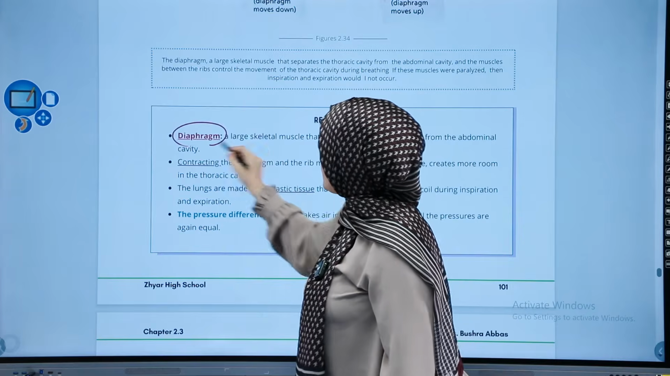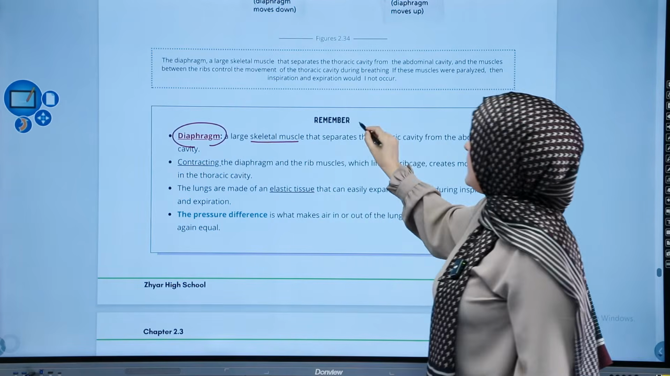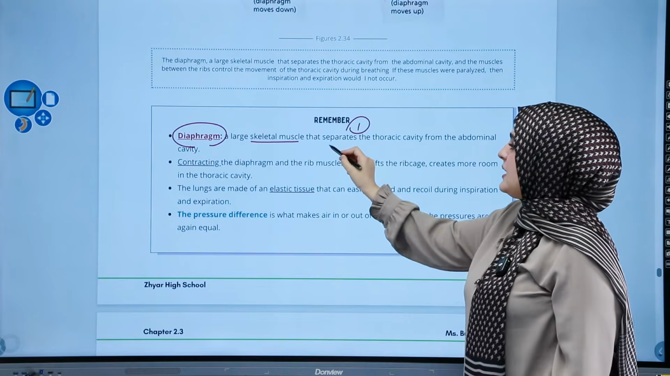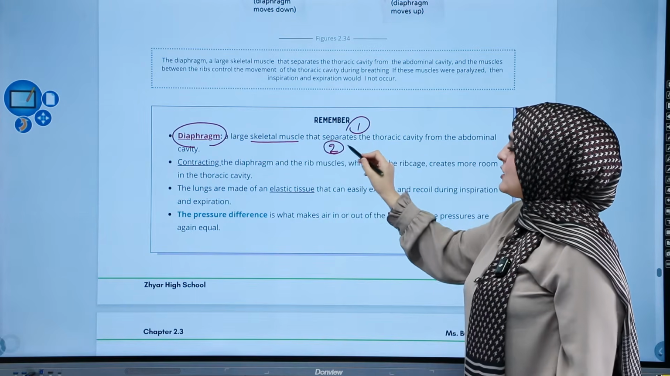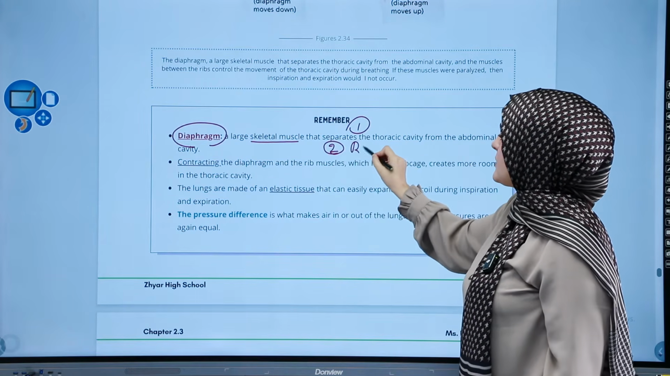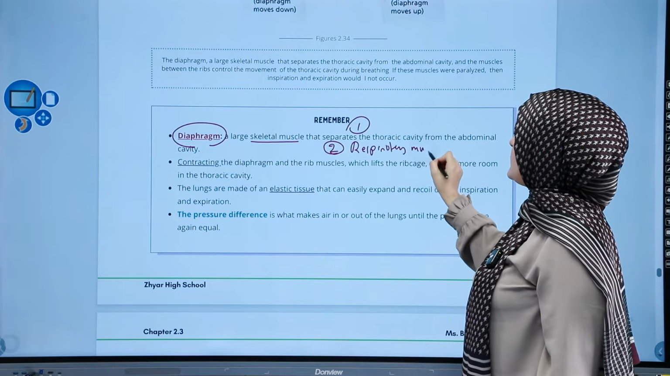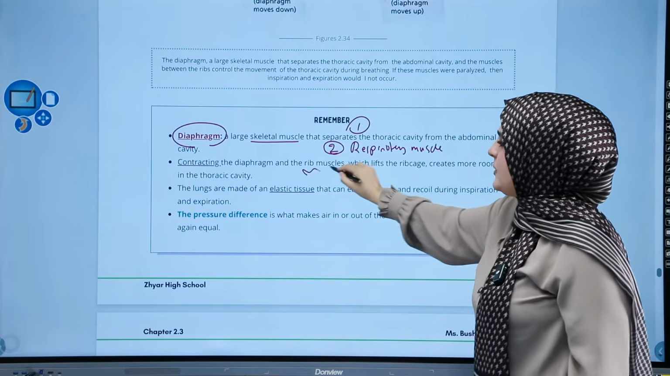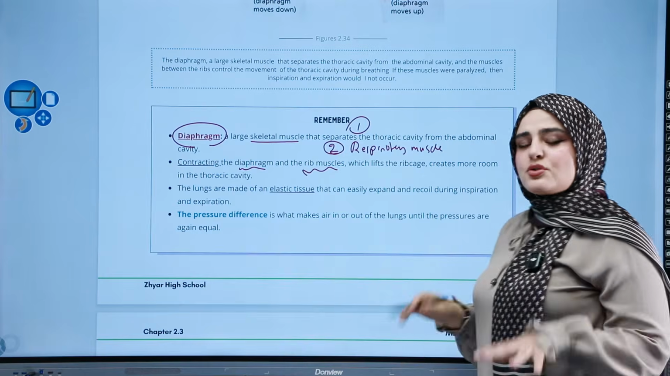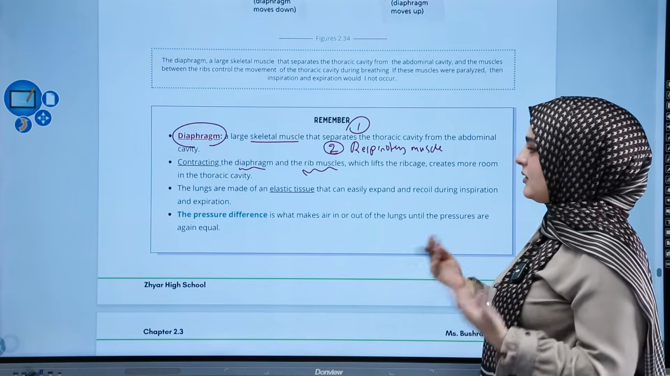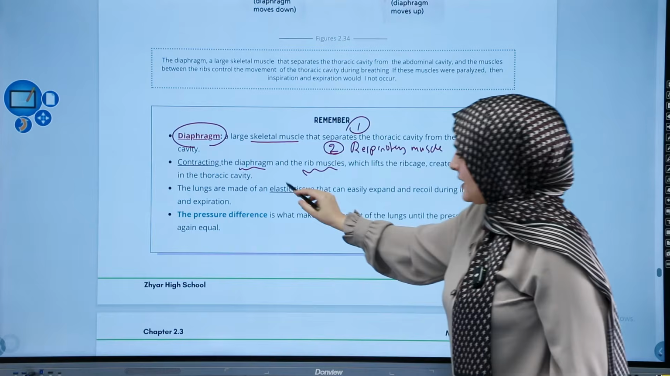The diaphragm, which is a large skeletal muscle, first separates the thoracic from the abdominal cavity. Secondly, it's also part of what? The respiratory muscles. Respiratory muscles are two: the rib muscle and the diaphragm. Contracting them is going to make the person breathe in, and when relaxing, they breathe out.